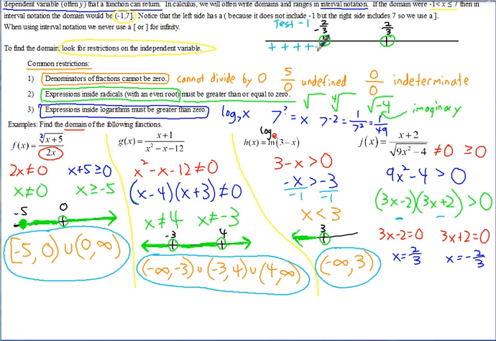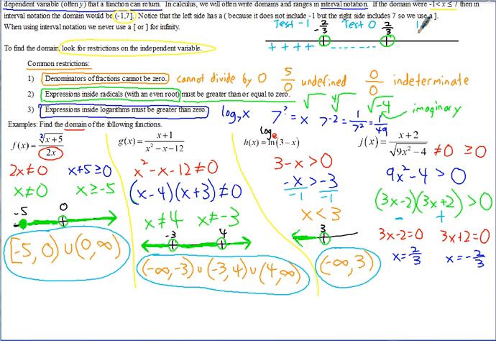Then between negative 2/3 and 2/3, probably the easiest number to test would be 0. So if you substitute in 0 for x here, 0 minus 2 gives you a negative number. Plug in 0 times 3, 0 plus 2 is a positive number. A negative times a positive is negative.